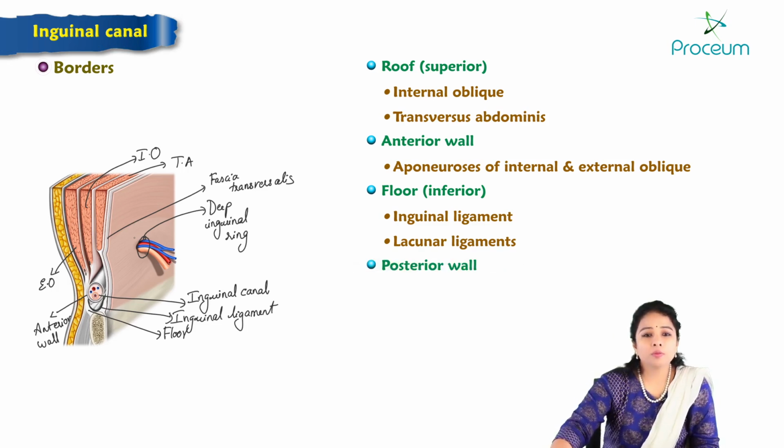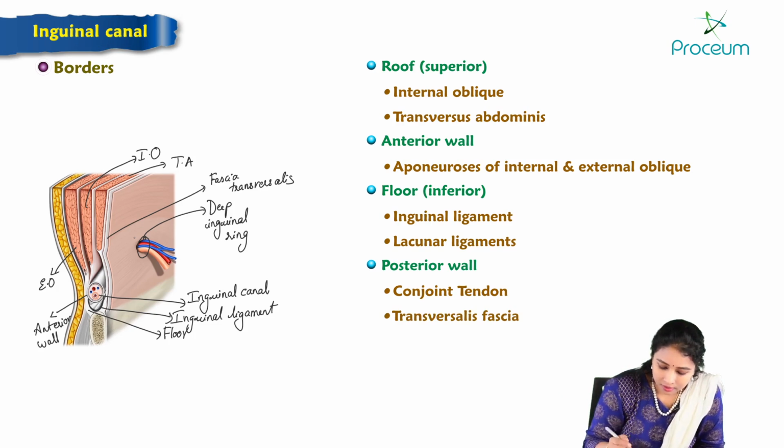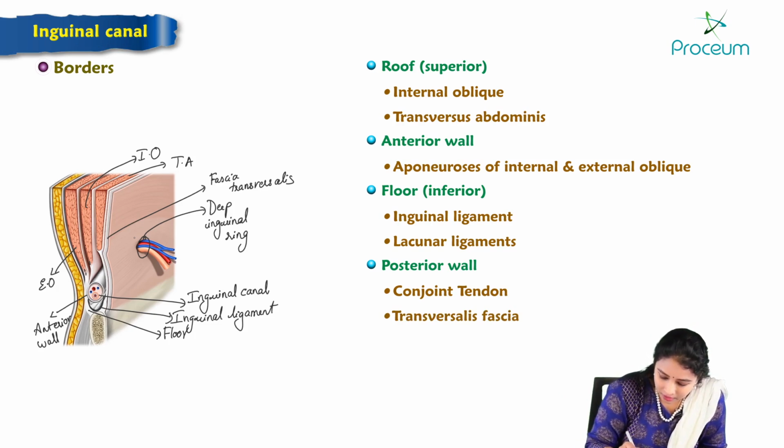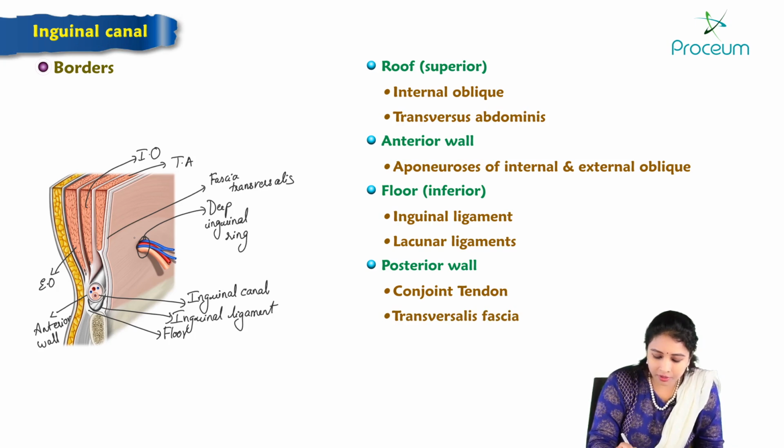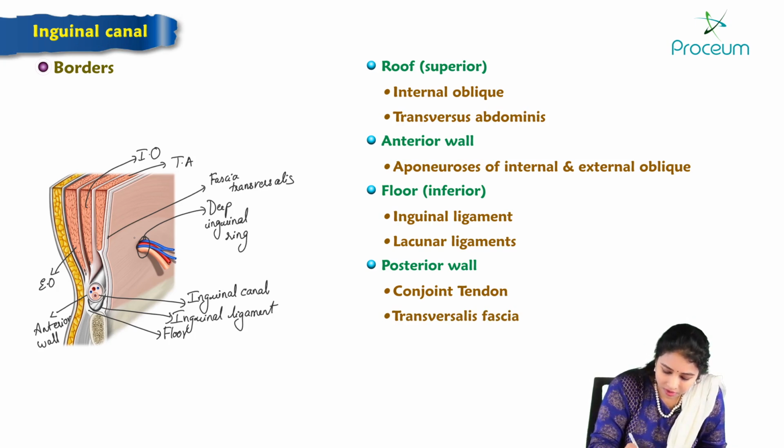Posterior wall: it is formed by the conjoint tendon and fascia transversalis. So we can see the fascia transversalis, and deep to fascia transversalis is the extraperitoneal connective tissue and parietal peritoneum. So this is the fascia transversalis, and we can see the conjoint tendon forming the posterior wall.